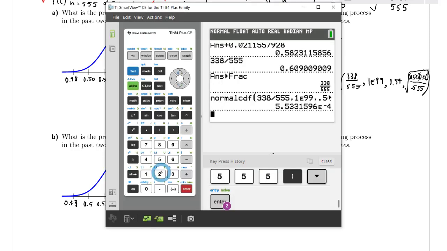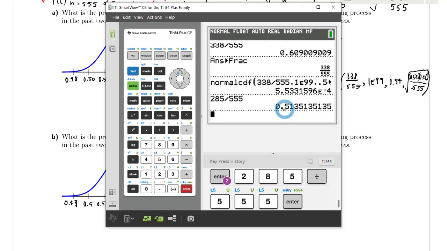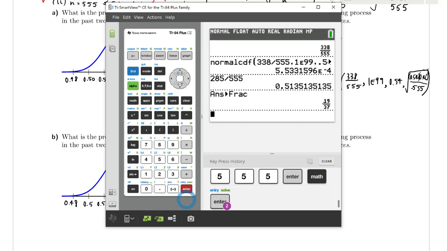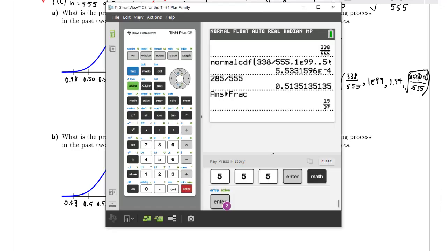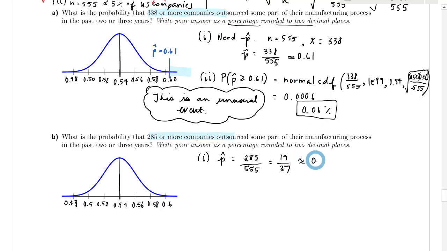So if I put that in the calculator, I get a decimal about 0.51, right? C. But it does reduce, right? 19 over 37. But just to get an idea of where it's at on my curve, it's about 0.51. So let me go ahead and draw that. And where is that? 0.51. Here's 0.5. Here's 0.52. So right here would be 0.51. And I'm looking for "or more."